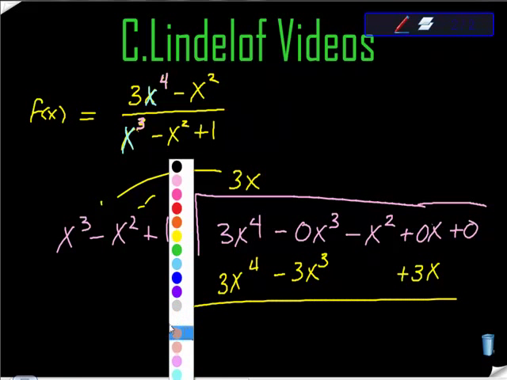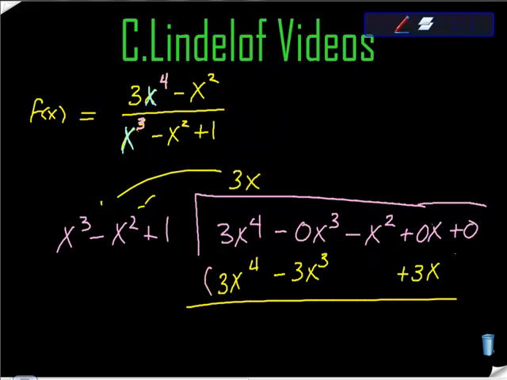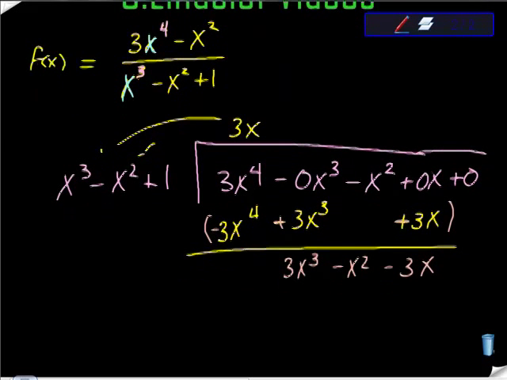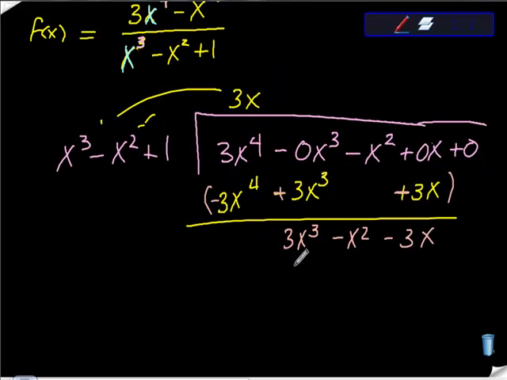Then remember from there that we're going to be subtracting the whole lot. So all these signs change. This goes to negative, this goes to positive, this goes to negative. So we do this subtraction, we get nothing here. We get 3x cubed. We bring down this negative x squared, and this comes down as negative 3x. Guess what we're going to do next? Well, we're going to start that division process again.